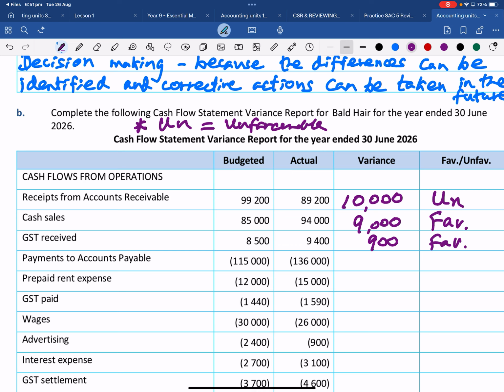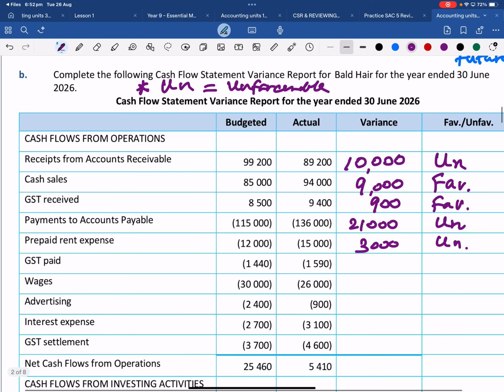Right. Payments to accounts payable 21,000. Very good. Unfavorable. Why is that? We paid more money than we budgeted. We budgeted 115K, but we ended up paying 136. So it's unfavorable. Our cash has gone out more than we anticipated. Right. Prepaid rent 3,000 unfavorable. Very good. GST paid unfavorable 150.